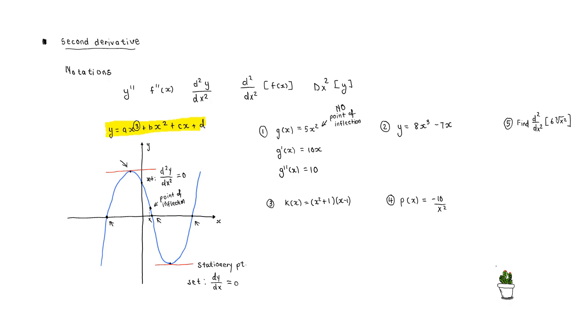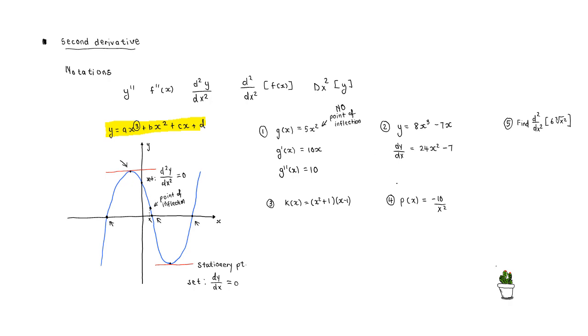So let's go to example 2. In example 2, we actually do have a cubic function. We have 8x cubed minus 7x. We want to find the equation of the second derivative function. The first thing is to take the first derivative, so dy by dx is equal to 8 times 3, that's 24, times x squared minus 7. So that will be your first derivative.